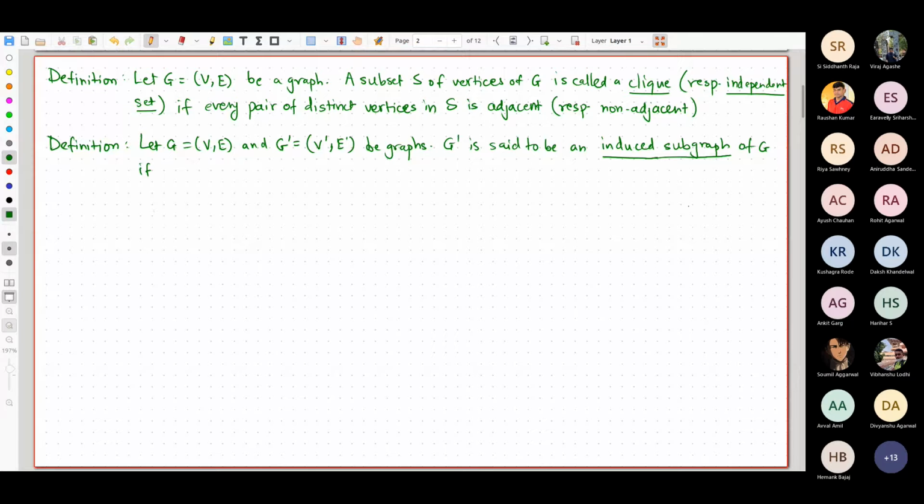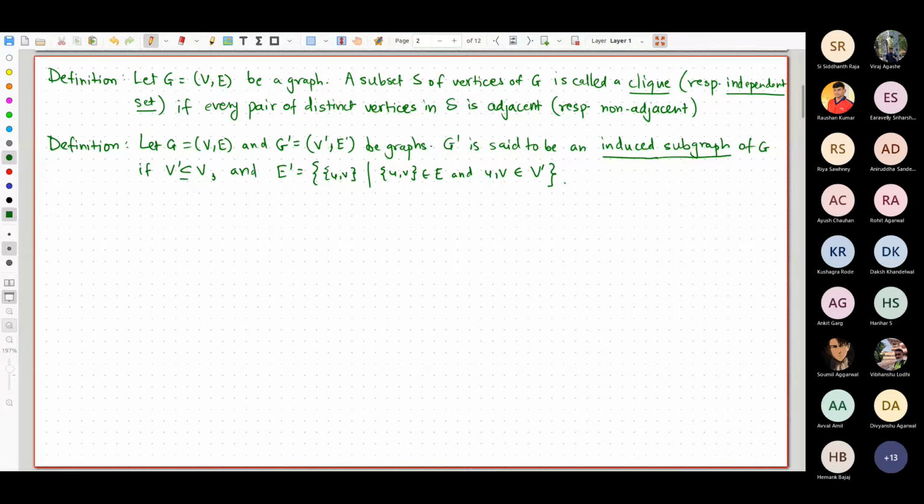Now the definition is slightly going to change. What we need is that V' is a subset of V like before, and E' is the set of all uv, just look at this carefully, such that uv is an edge in E and u and v are both in V'.